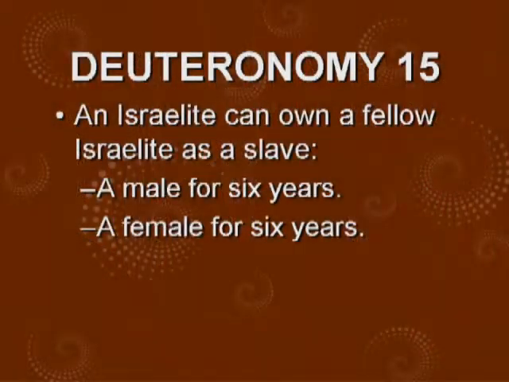Deuteronomy 15 also permits Israelites to own other Israelites, both men and women, as slaves. Like Exodus 21, Verse 12 requires an Israelite slave owner to release a male Israelite slave from slavery and debt after 6 years of service. Unlike Exodus 21, however, verse 12 requires an Israelite slave owner to do likewise with a female Israelite slave.